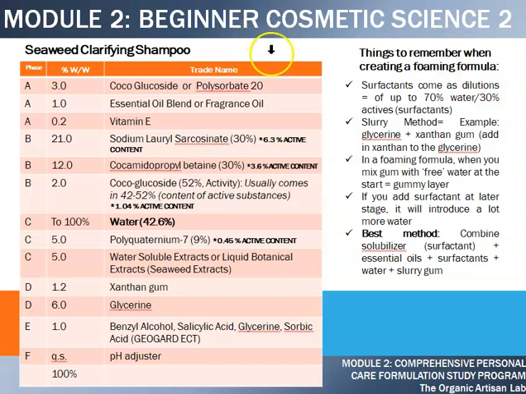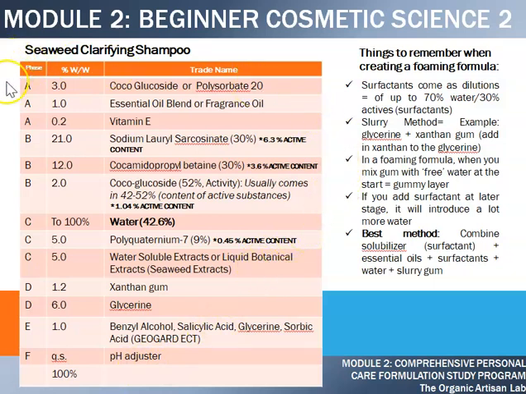Okay, to continue, I've given you here a Seaweed clarifying shampoo formula as your startup formula for a hair wash. And as you can see, we've got phase A, B, C, phase D, phase E, and phase F for our pH adjuster at the end of the formulary.